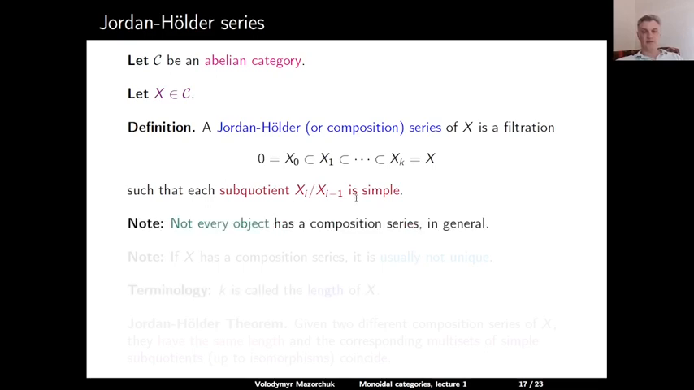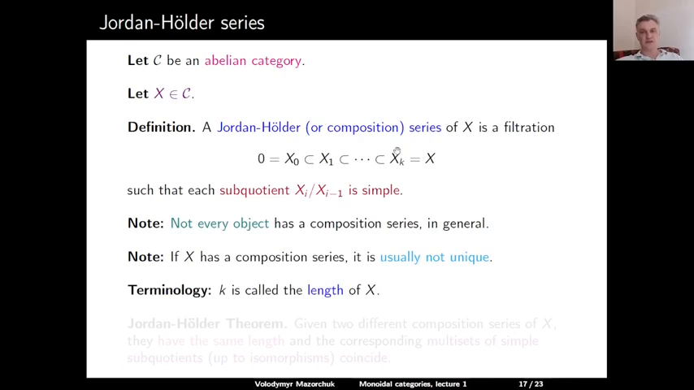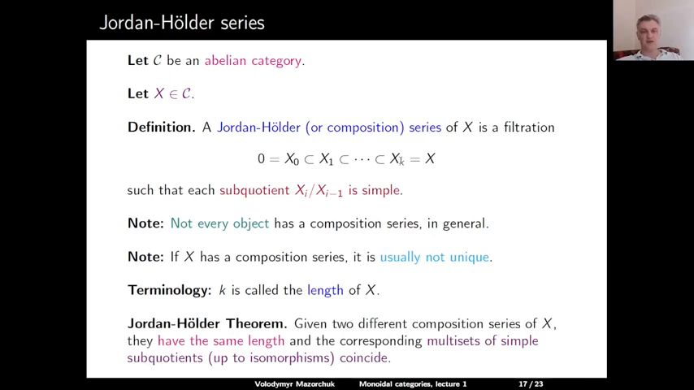Note that not every object has a composition series in general. Moreover, if some object has a composition series, this composition series is usually not unique. But the length of this composition series is usually called the length of an object, and this is justified by the following Jordan-Hölder theorem. Given two different composition series of some object x, they have the same length. Moreover, the corresponding multisets of simple subquotients up to isomorphisms coincide.